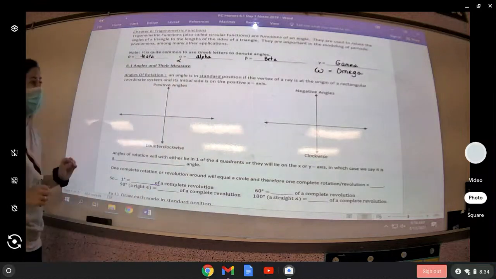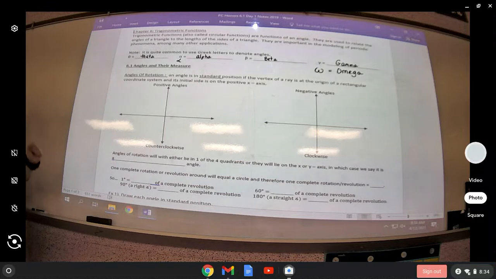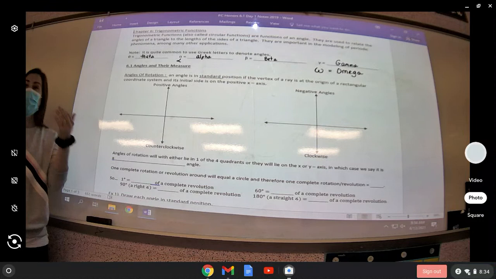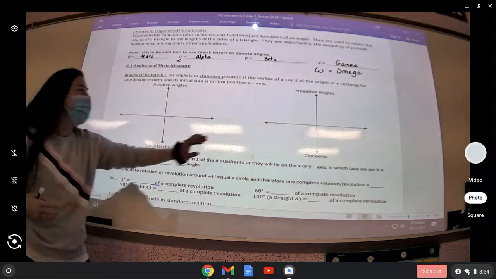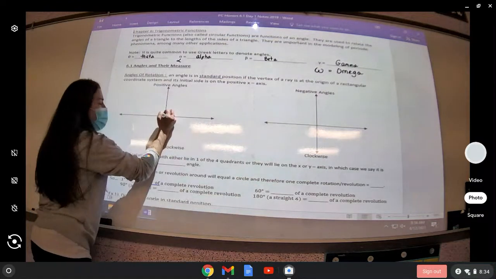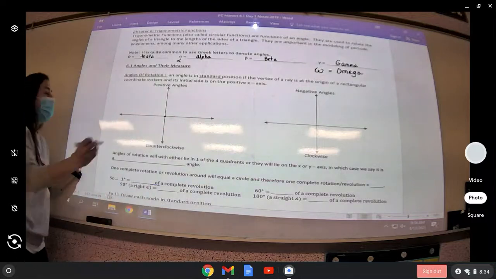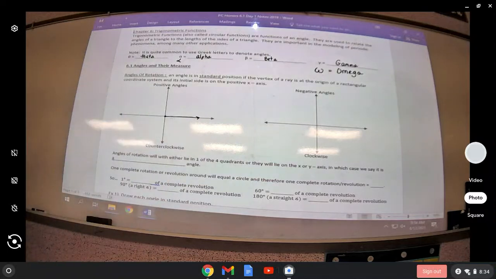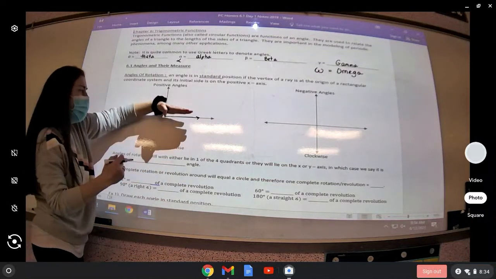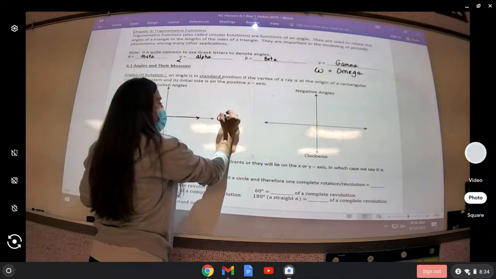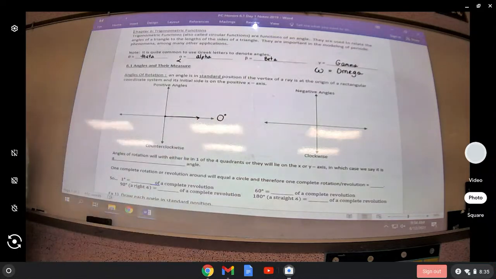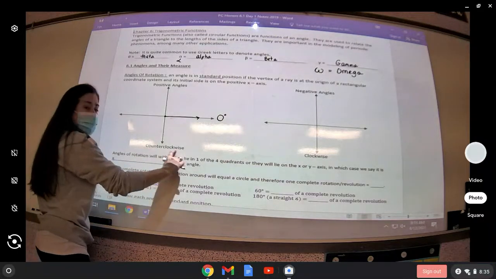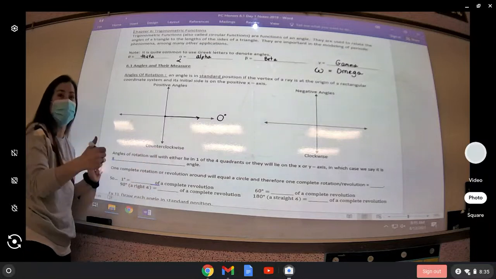When you have angles of rotation, an angle is in standard starting position if the vertex of a ray is at the origin of a rectangular coordinate system and its initial side is on the positive x-axis. So guys, angles of rotation come in two forms, positive and negative. They start with a vertex at (0, 0), and then a ray that lies right on the positive x-axis. Basically, right now, this ray is representing 0 degrees. You haven't rotated it at all. It's laying right on the positive x-axis. When you rotate in a counterclockwise motion, that creates a positive angle.